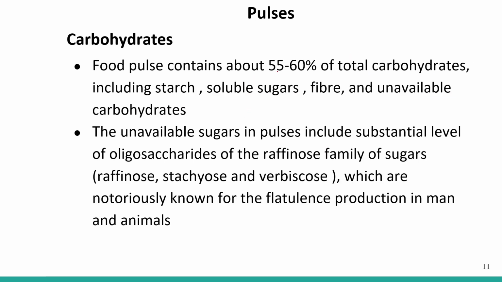Food pulses contain about 55 to 60% of the total carbohydrates, including starch, soluble sugars, fibers, and unavailable carbohydrates. So food pulses contain this much, that is 55 to 60% of the total carbohydrates, and it includes starch, soluble sugar, and fiber.